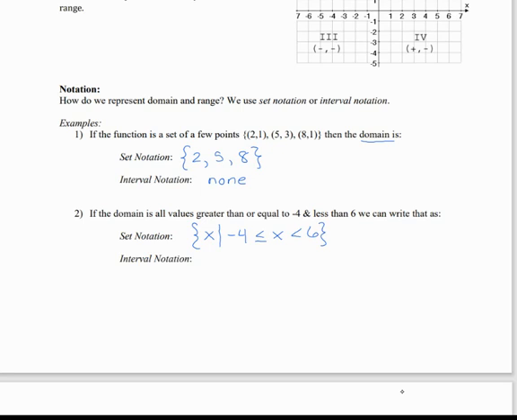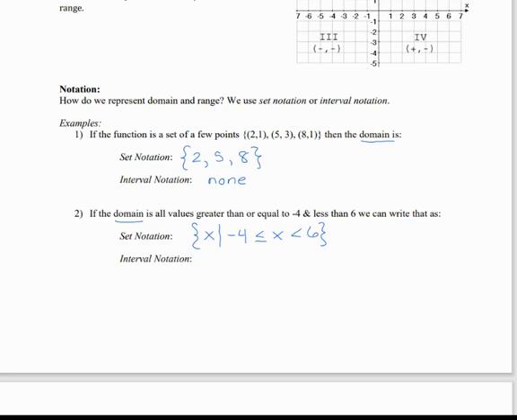Okay, so again, greater than or equal to, we have the line underneath, a less than symbol, no line underneath. And again, I'm using the variable x because, again, we're talking just about the domain. So this is our set notation. Again, braces, and this time x such that x is greater than or equal to -4 and less than 6.